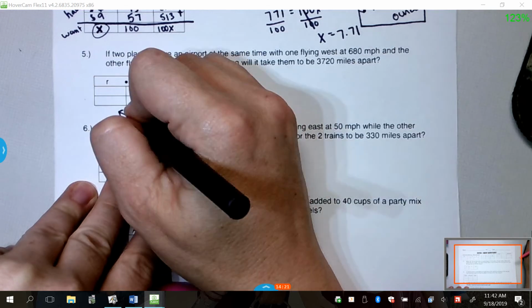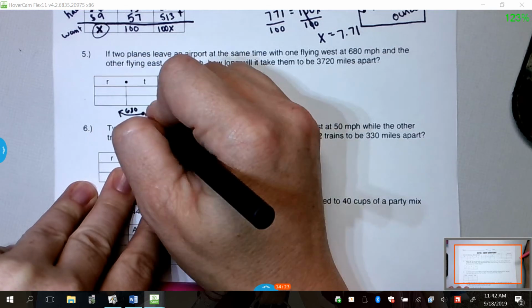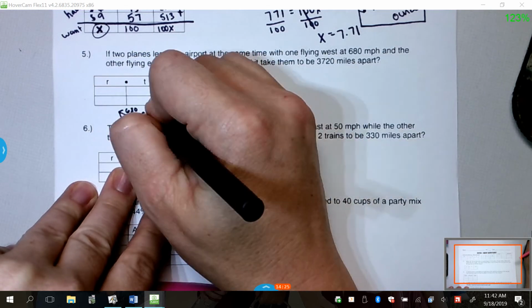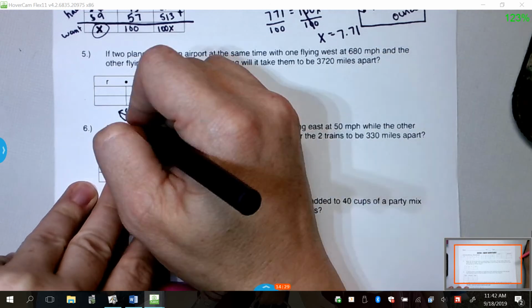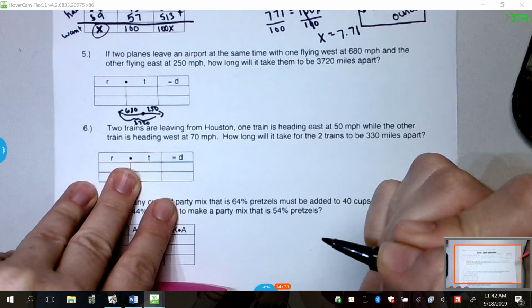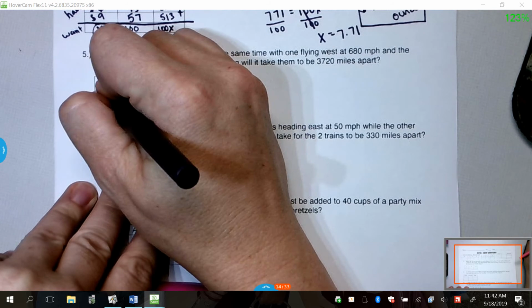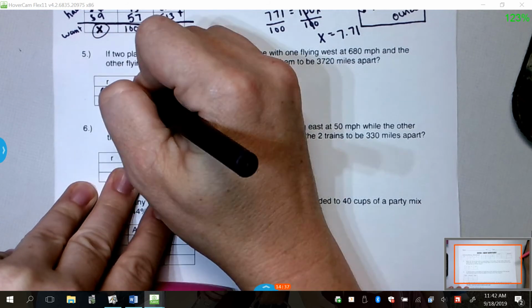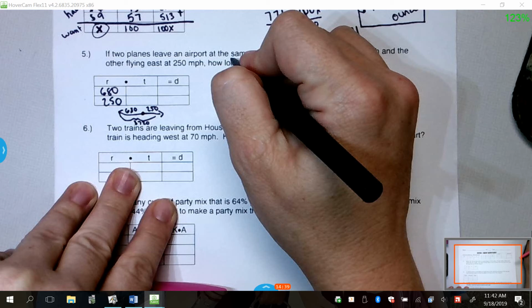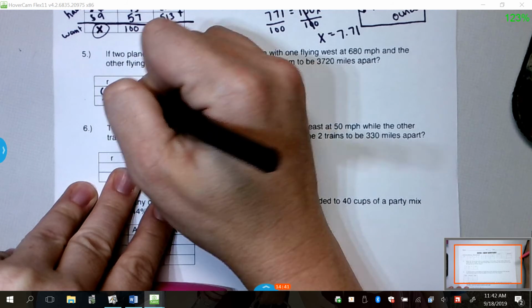okay, at 680 miles an hour. And one's flying east at 250 miles per hour. And we want their total distance to be 3,720. So I know my two rates. I have 680 and I have 250. I know that they left at the same time, okay, and they're flying the same amount of time.